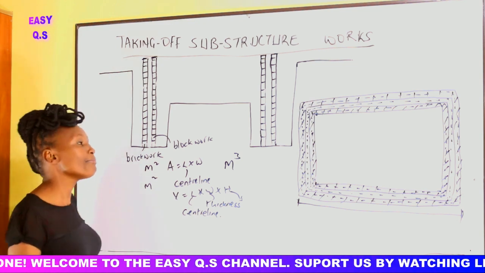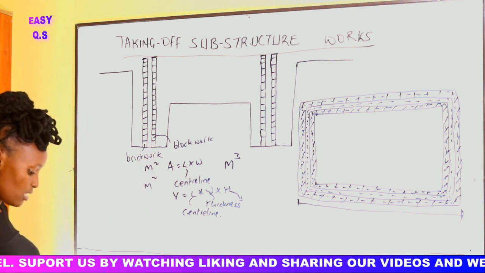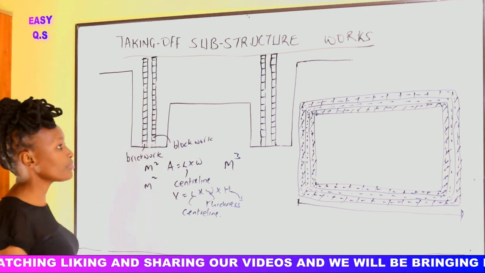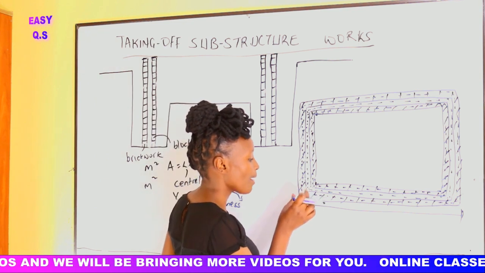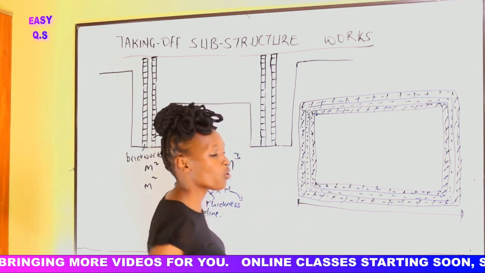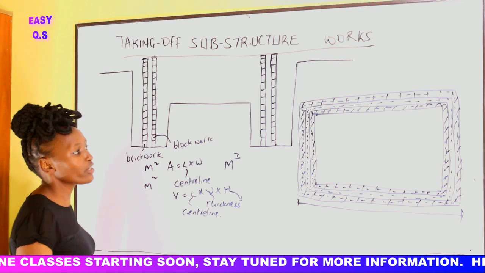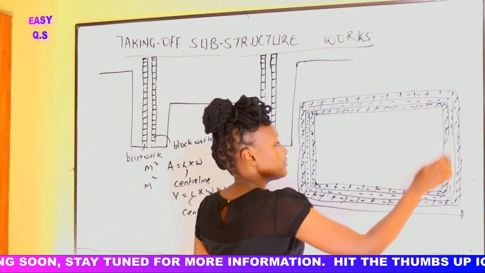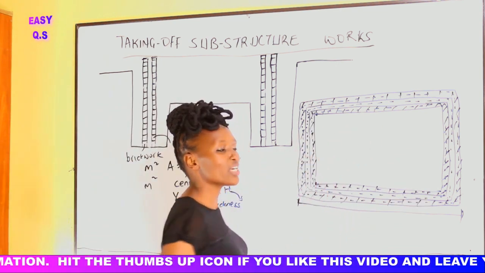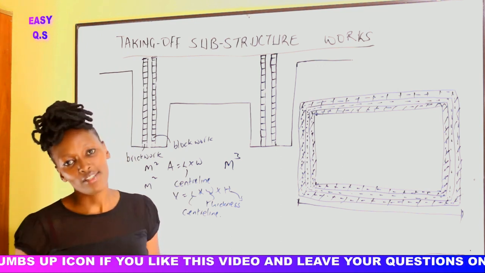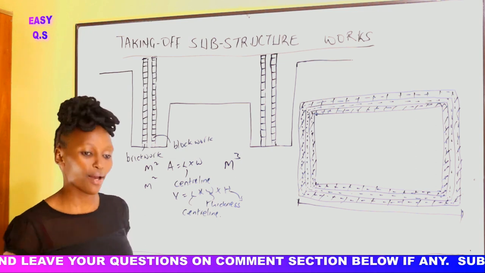So the DPC is usually measured in linear meters. The DPC is placed above the brickwork and above the blockwork for the foundation, here, all around the building. So we shall calculate the center line of the brickwork for the DPC for the brickwork. Then we shall take the center line for the blockwork to get the length of the damp-proof course for the blockwork. Alright? So DPC is usually measured in linear meters.